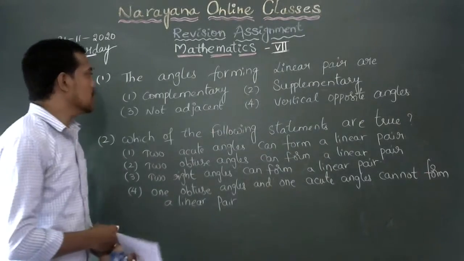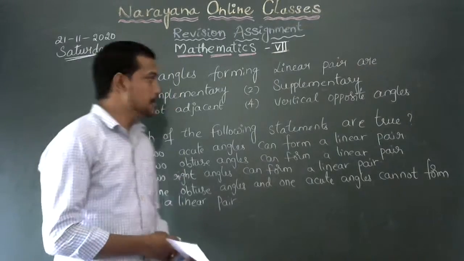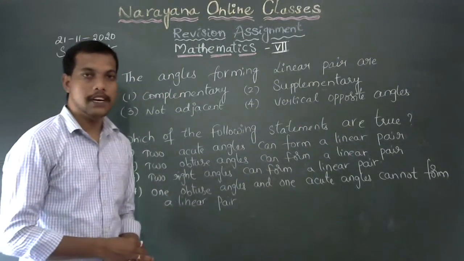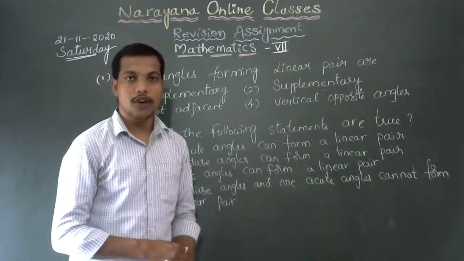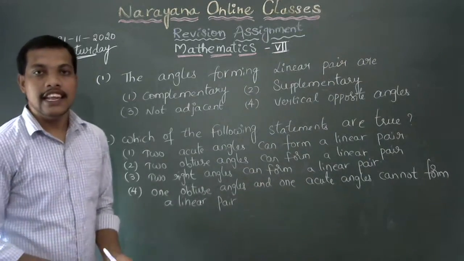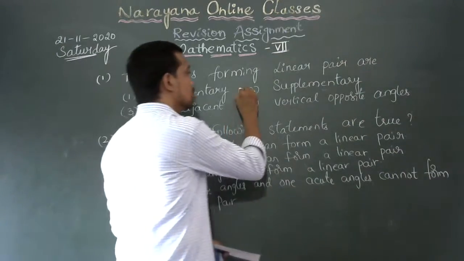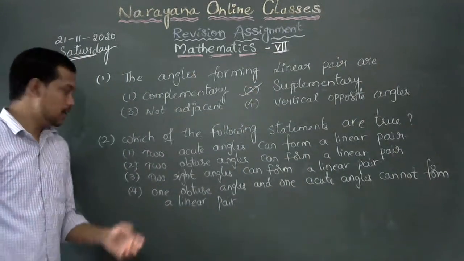So here, first one: the angles forming a linear pair are. Options: complementary, second supplementary, third not adjacent, fourth vertical opposite angles. The angles forming a linear pair give supplementary angles. So the second option is the correct option.